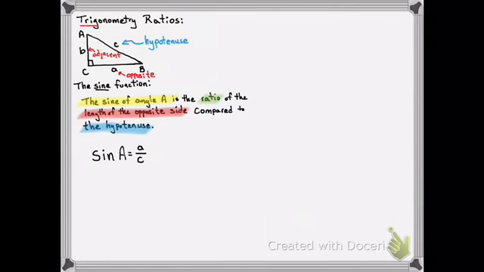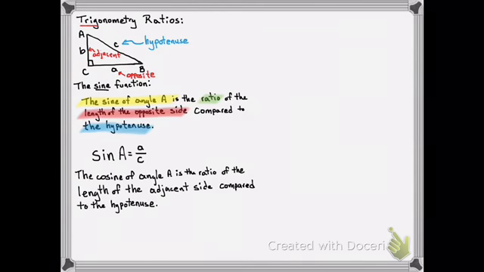Say A is 7 and C is 12. That would be 7 over 12. We will look at an example before we're done here. There are two other ratios that we need to look at, and I'm going to put both of those up here now. All right, so the second one that we have is called the cosine.